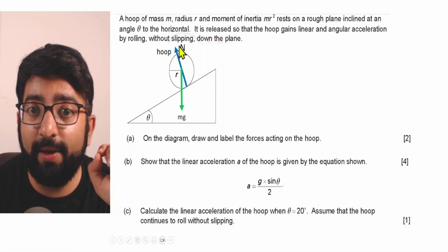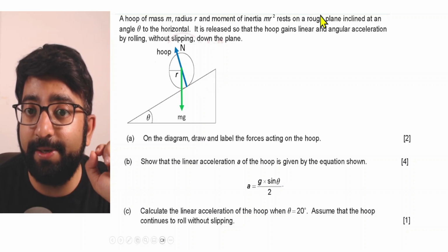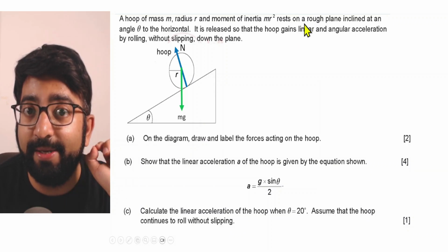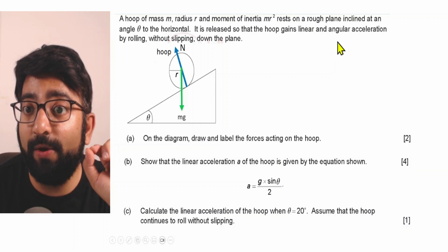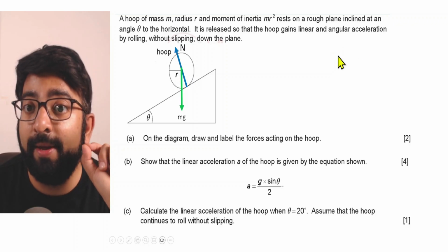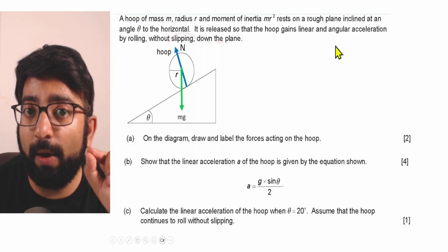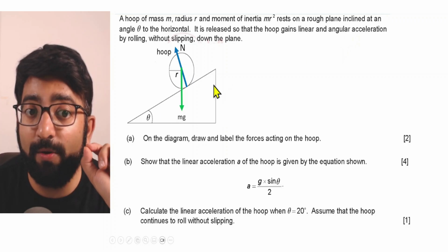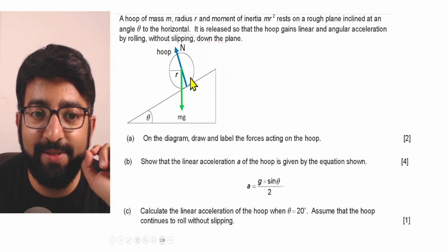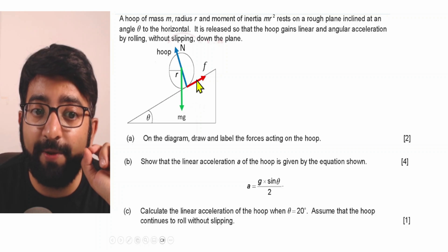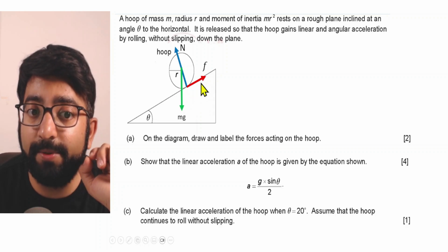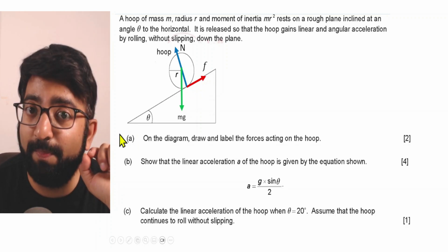And the third force acting on the hoop will be friction, since it is mentioned that the incline is rough, and also it is mentioned angular acceleration of the hoop is there. Now, angular acceleration will only come into the picture if the incline or the surface is rough. Hence, the third force acting on this hoop will be friction, and the direction is up the incline. And that's how we answer part A.